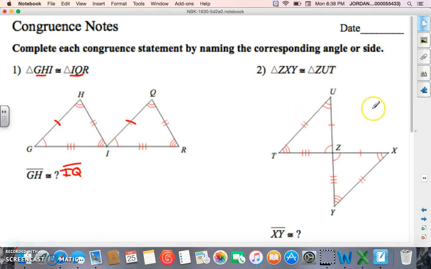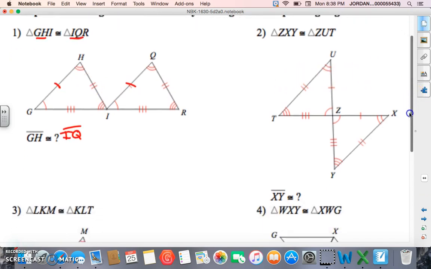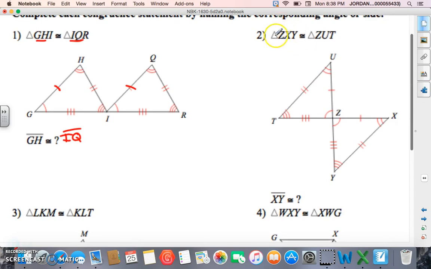Alright, so let's go and look at number 2. Triangle ZXY is congruent to triangle ZUT, and then we know what's XY congruent to. Well, XY is this side right here. It has 2 lines. What side has 2 lines right here? It'd be this one. But now order matters. So if you're confused on which order to do, I would look at the congruent statement. It tells you the order. XY is the second, third letter. So what's the second, third letter here? UT. So I'm going to say UT, not TU.